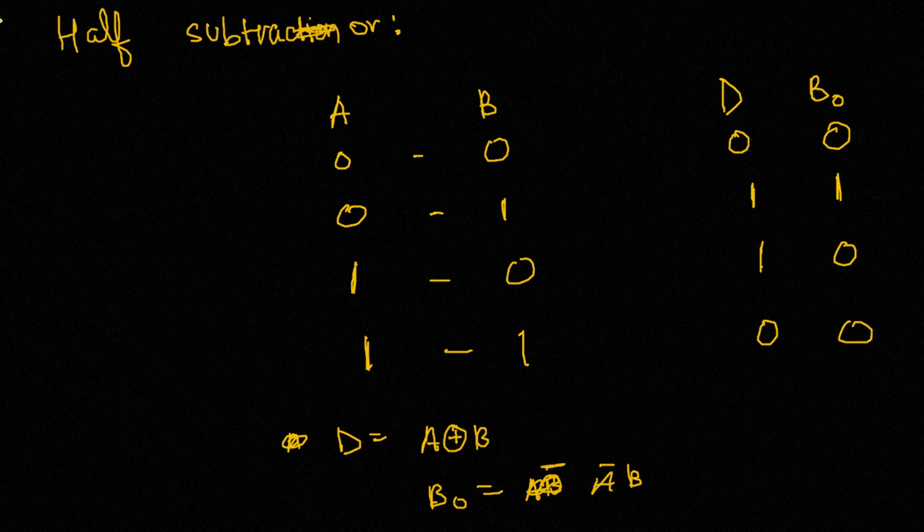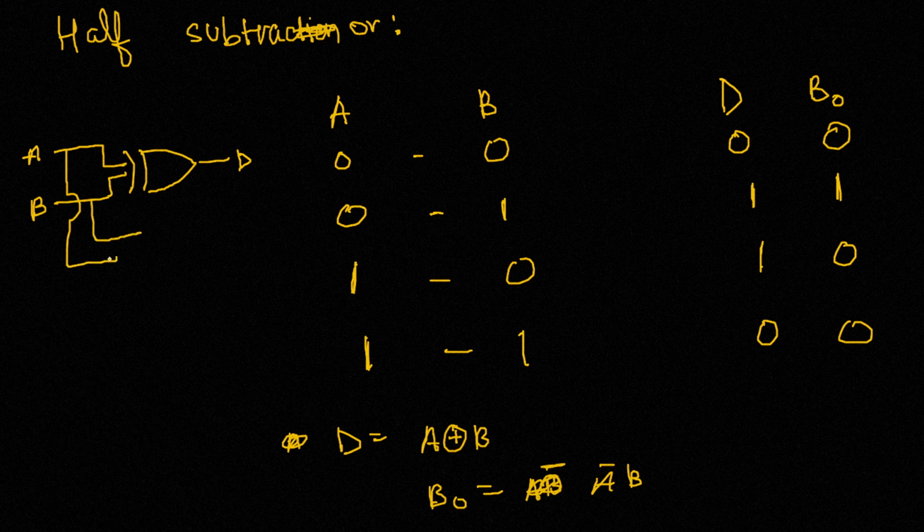So if we have to draw the logic gate expression for this, we take A and B through an XOR gate, and that is the difference, and A complement into B gives us the borrow. Okay, I hope that was clear.